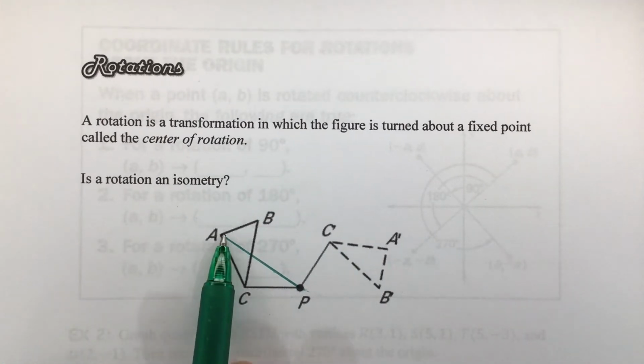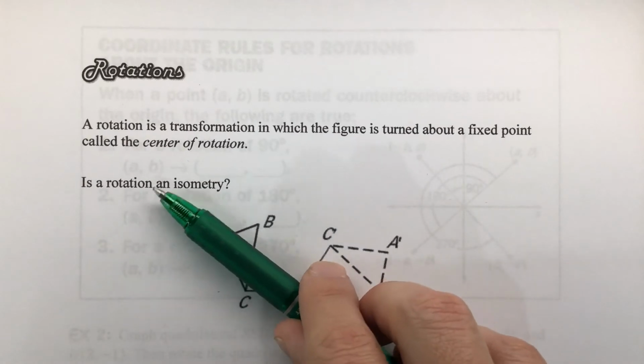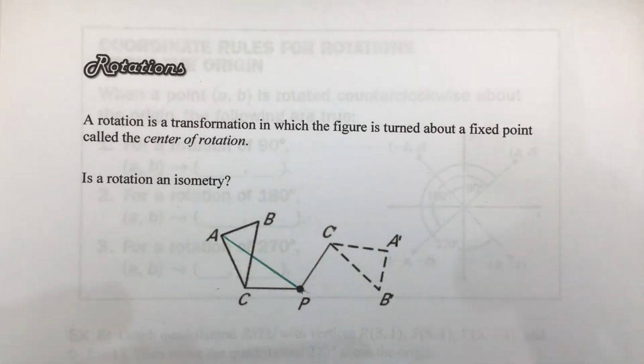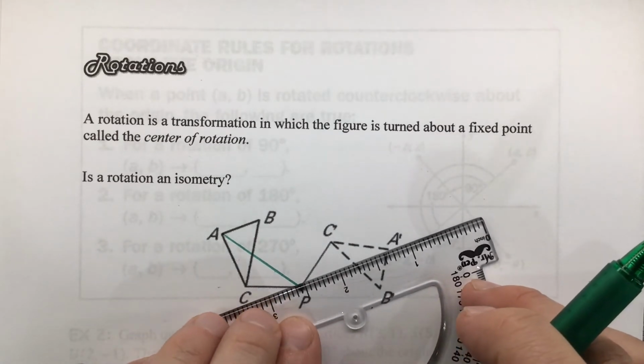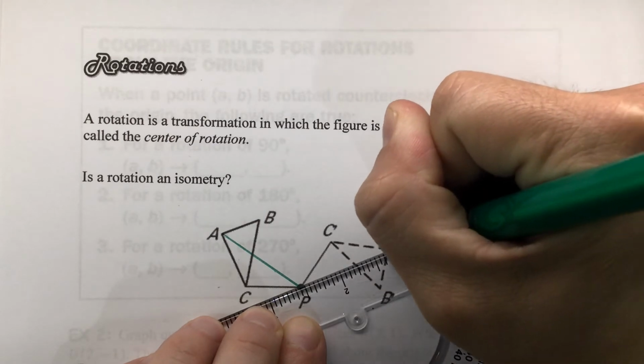I can connect A to P, and then you're going to have some way of measuring what your rotation would be, and that's going to be in degrees. There's going to be some degree amount that this is going to rotate to get to A prime. Now, since I've already got the picture drawn here, I don't need to bother with any measurements. You can see I've got it on my protractor now.